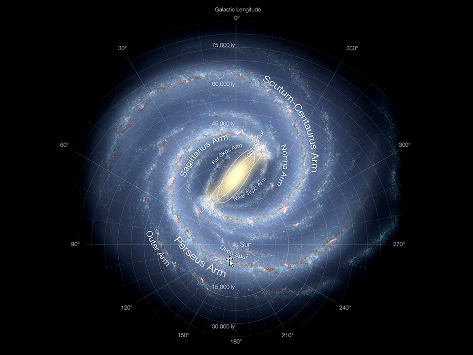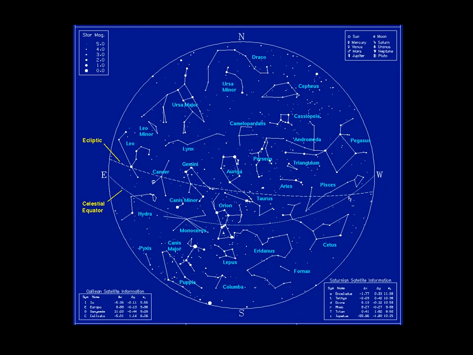So when you're looking at the stars in the night sky, you're just looking at the stars in our neighborhood right here. You can't see these stars that are much further away. There's gas and dust which obscures our view. So keep that in mind when you look at the night sky. You're just looking at relatively nearby stars relative to the size of our entire galaxy.